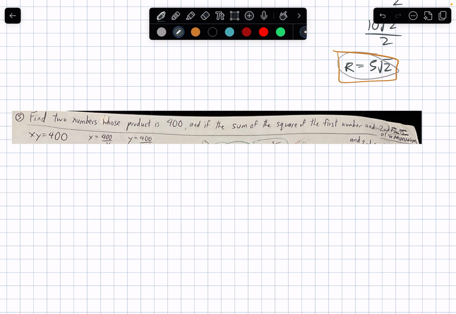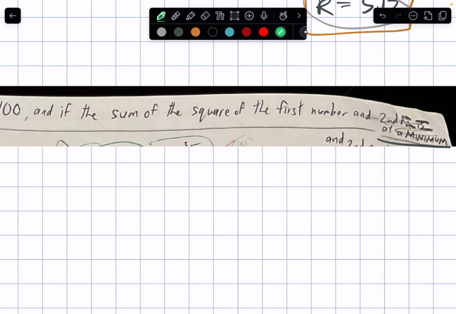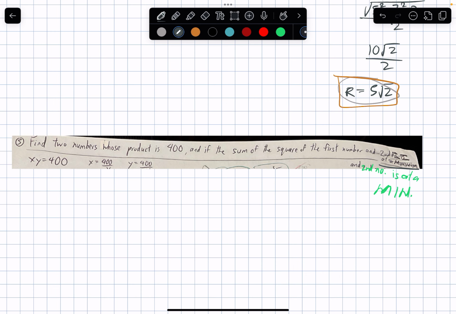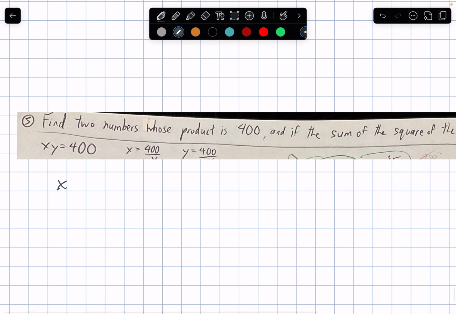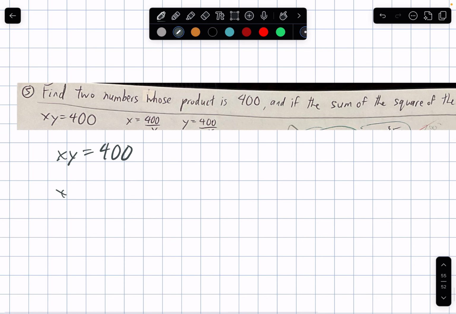Okay, so number 5, you have to find two numbers whose product is 400, and the sum of the square of the first number and the second number is at a minimum. So two numbers whose product is 400, I've already shown it here: xy is 400.